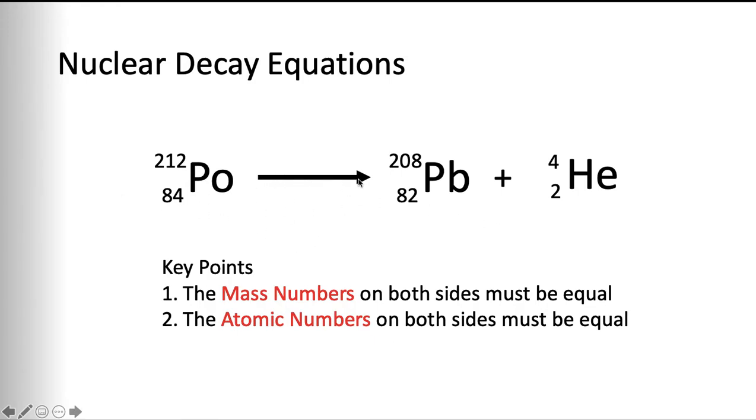And if you think of this arrow as being an equal sign dividing the left side and the right-hand side, then you can write this as a mathematical equation where you have 212 on this side equal, where the arrow is, to 208 plus 4 on the right-hand side. And you can do the same thing with the bottom numbers. We will talk about these in detail and go over how to do each nuclear decay equation. But you must remember that the mass numbers and atomic numbers have to be equal on both sides of this arrow, or my equal sign here.